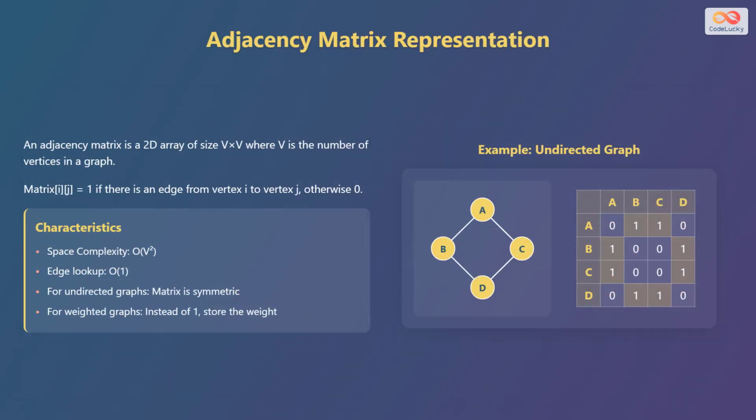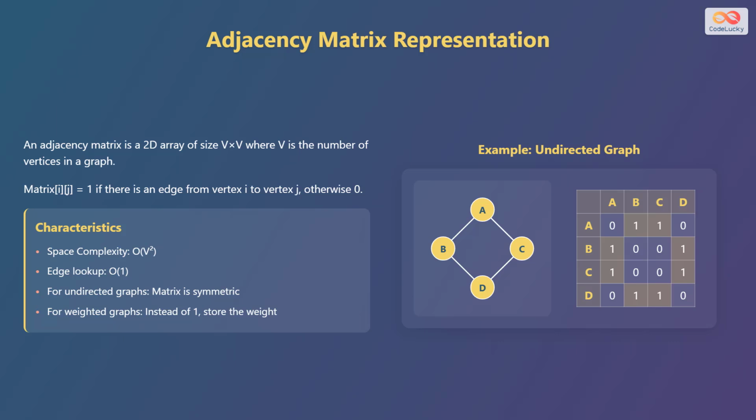An adjacency matrix is a 2D array of size V by V, where V is the number of vertices in a graph. The value of the matrix at position i, j is equal to 1 if there is an edge from vertex i to vertex j. Otherwise, it is 0. Let's discuss some key characteristics of adjacency matrices.